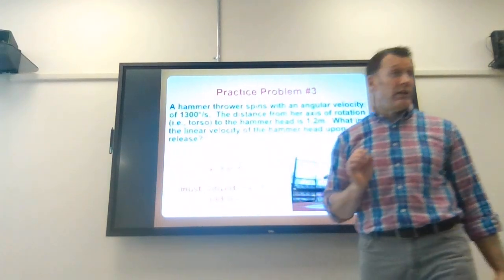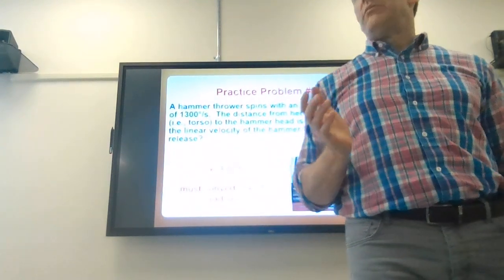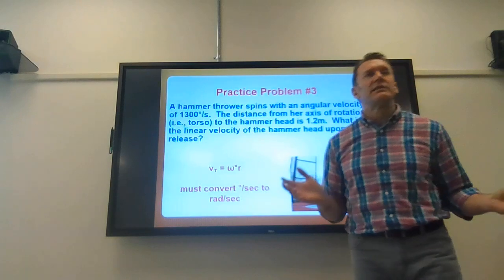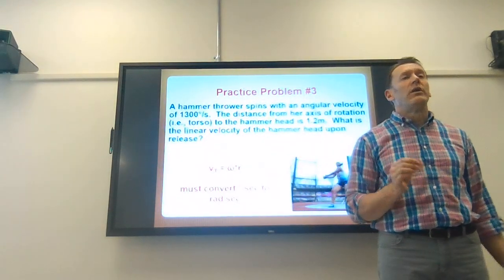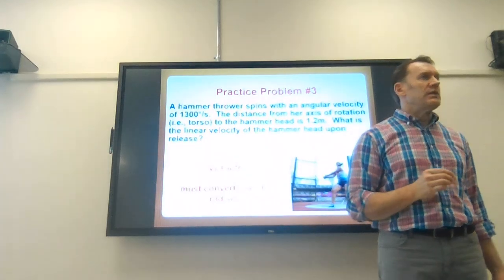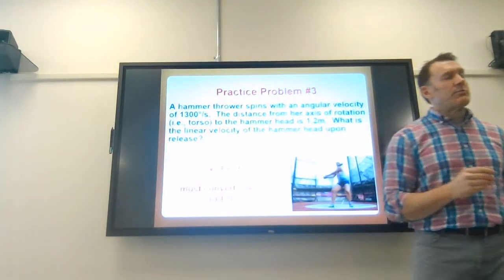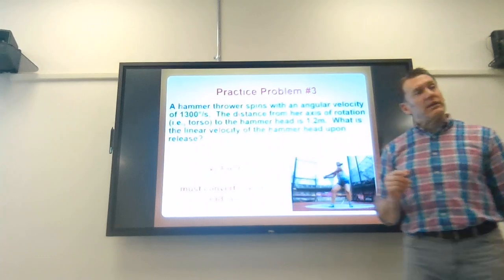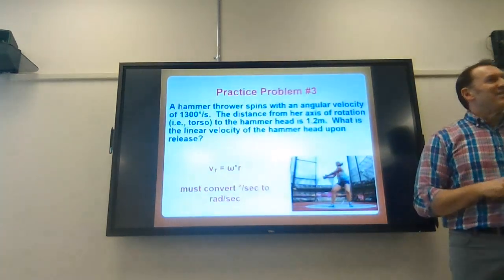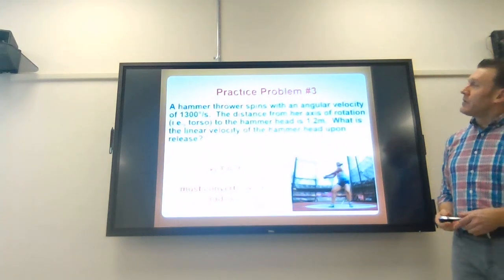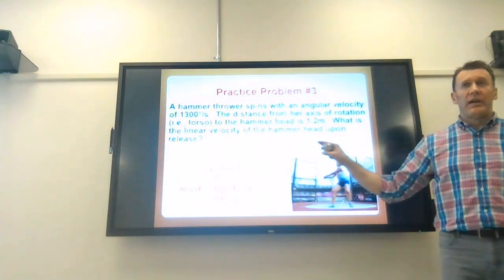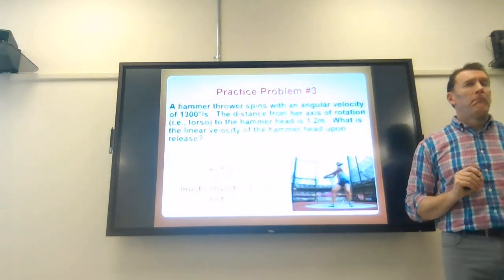So what did you come out with? 1.2 times 22.7 would be 27.24. Yeah, 27.24 meters per second, which is just under 60 miles per hour. No wonder they have those nets. That's coming out of there really fast. So is everybody okay on this one? On board with that one?